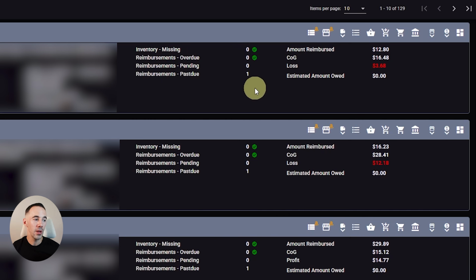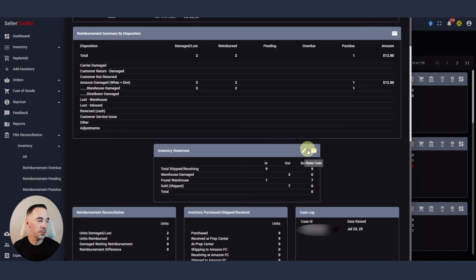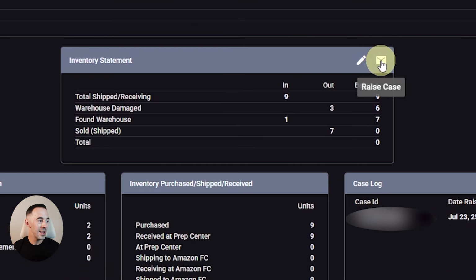Now, how do we do that really, really simply? It says here, like estimated overdue, because my team have done it. But what you can do is come into the reconciliation dashboard, and it's just going to show you more information about it. Now, you might be like, wow, this sounds like a lot. Not a problem. All you're going to do is come down here, and you're going to click on raise a case.